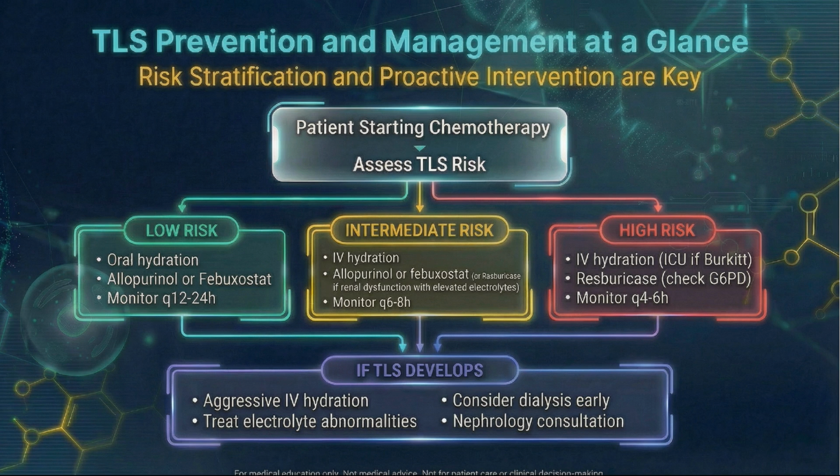For high-risk patients, the standard is aggressive IV hydration in an ICU setting for Burkitt's and prophylactic Rasburicase after confirming a negative G6PD status. Monitoring must be very frequent, every 4 to 6 hours. And if, despite these measures, TLS develops, the management involves aggressive IV hydration, treating the specific electrolyte abnormalities as we've discussed, considering dialysis early, and getting a nephrology consultation.